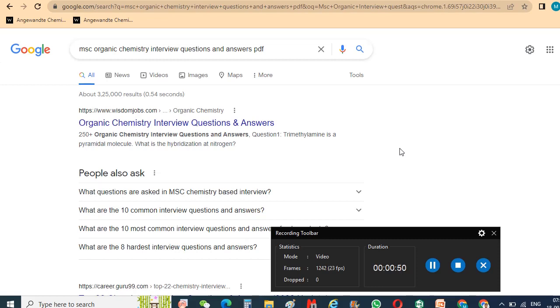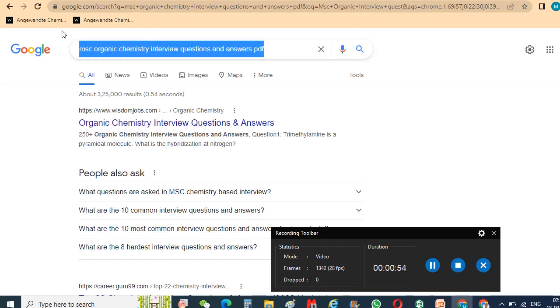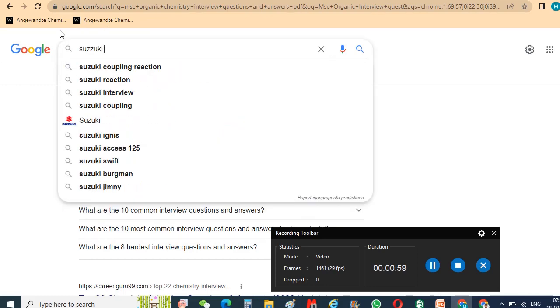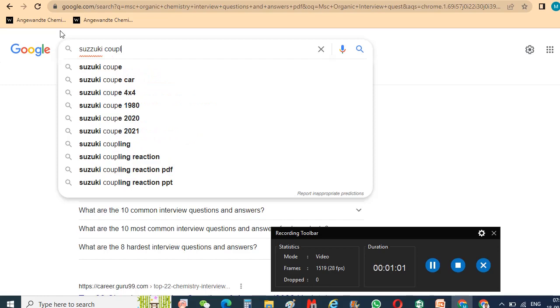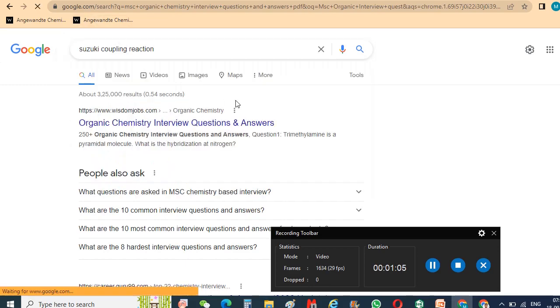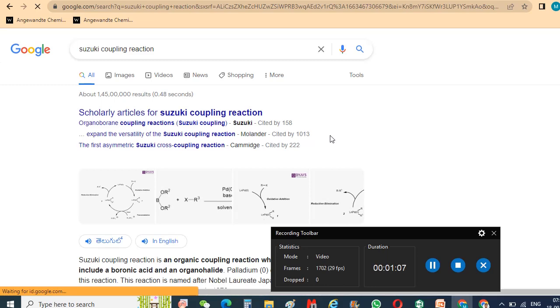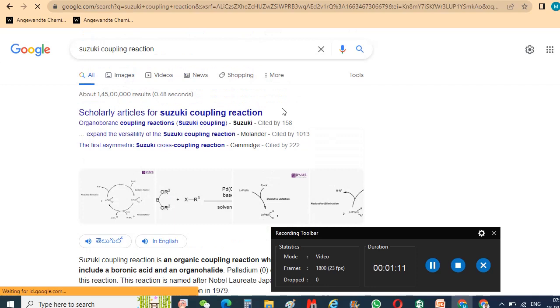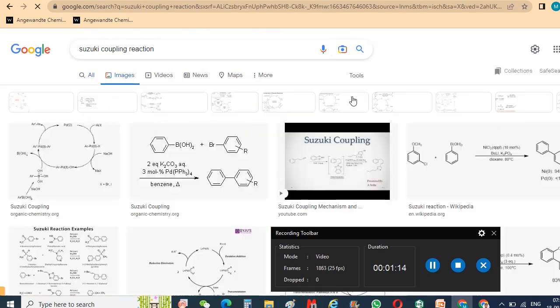Like, for example, Suzuki coupling. How do you set up a Suzuki coupling reaction? They will ask. Then what is your answer? Simple. We know, but we have to express it. That's the point.